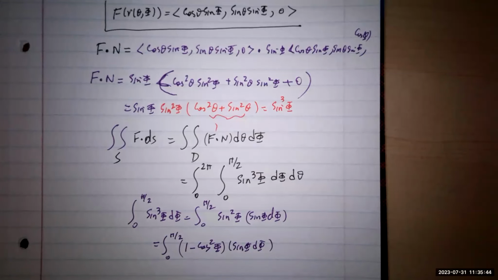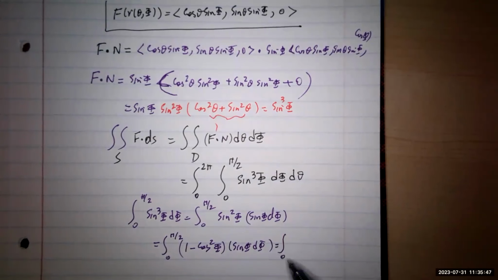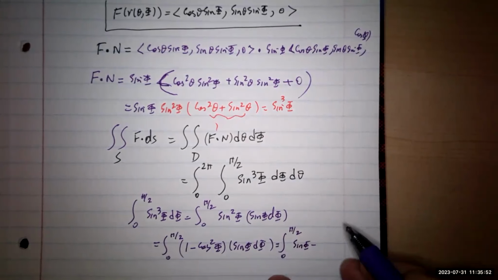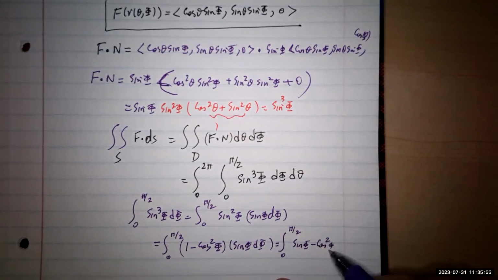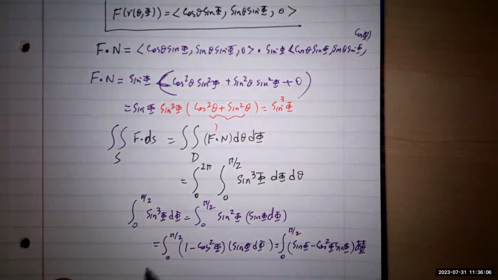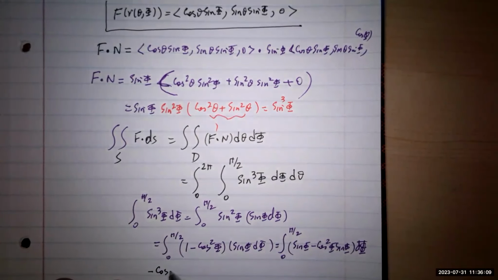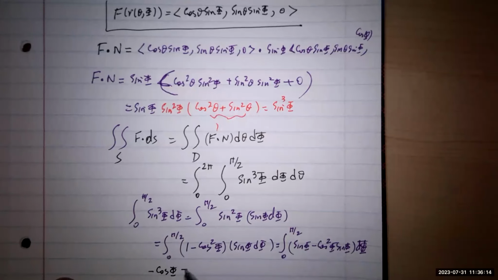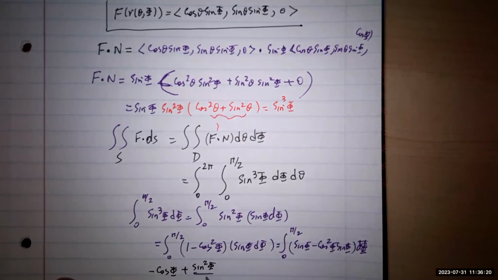Okay, you can multiply it inside if you like. 0 to pi half, sine of phi minus cosine squared of phi times sine of phi, d phi. Integral of a sine would be cosine, so that gives you negative cosine of phi. And over here, integral of the cosine squared would be plus sine squared of phi over 2, to be evaluated from 0 to pi half.